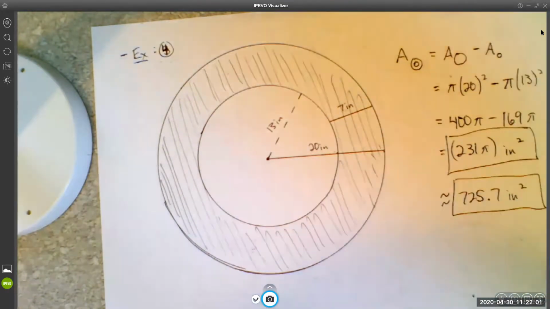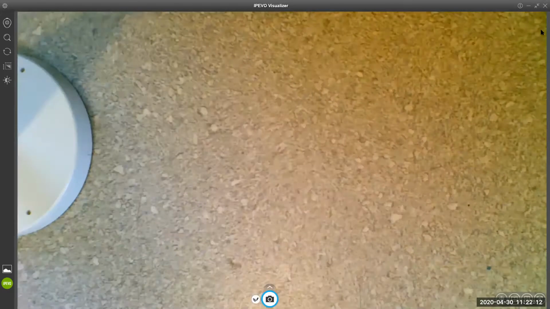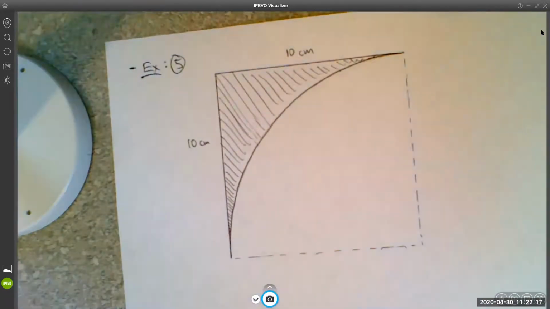.7 square inches. Okay. So that's that one. And then I want to give you one more, just one more, that will work out together. So I want to do this problem right here.